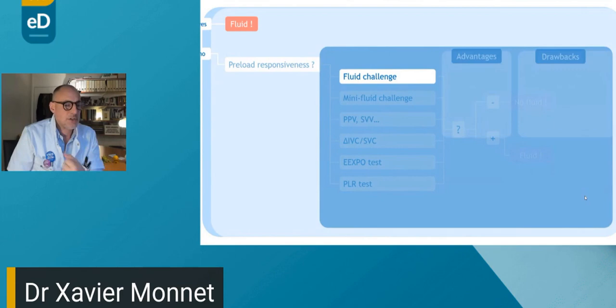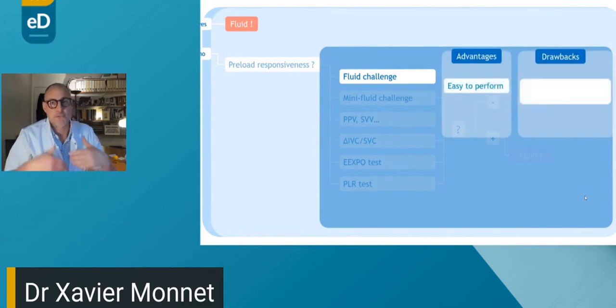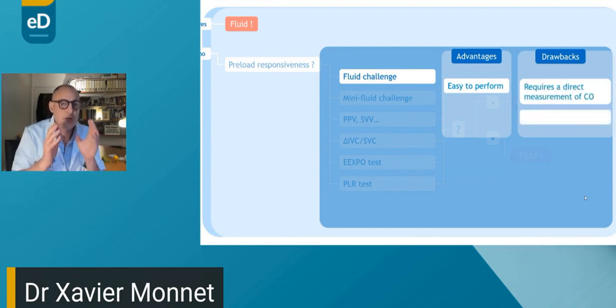The fluid challenge is very easy to perform. You just have to give fluid to the patient and assess the response. There are two drawbacks. The first is that you should keep in mind that to correctly assess the response of a fluid challenge, you need to measure cardiac output directly. The measurement of blood pressure provides you only a rough estimation of the response of cardiac output.